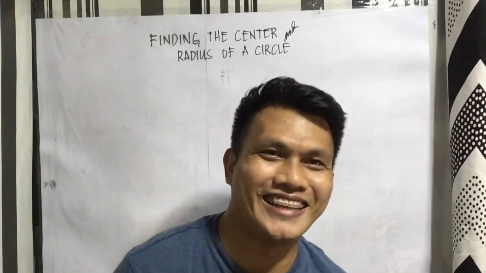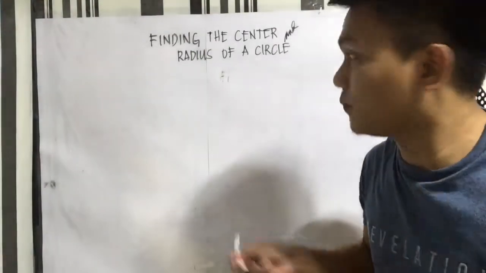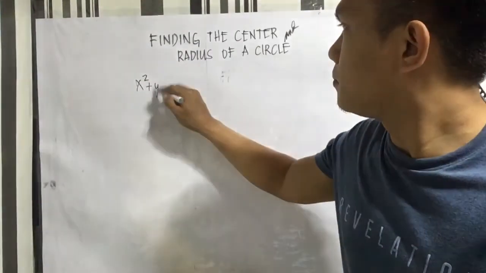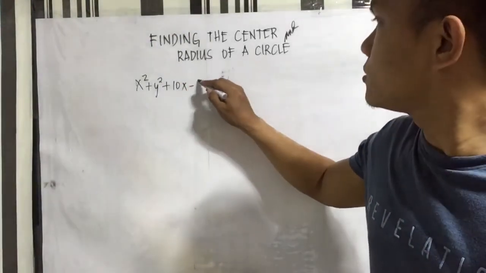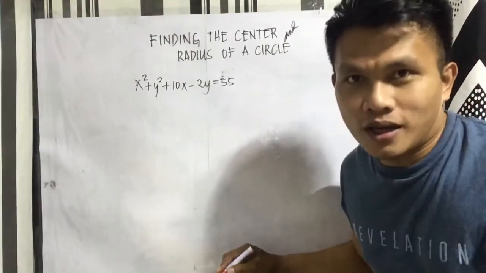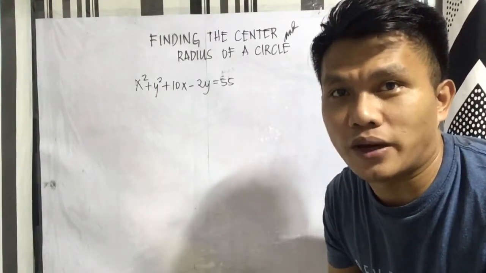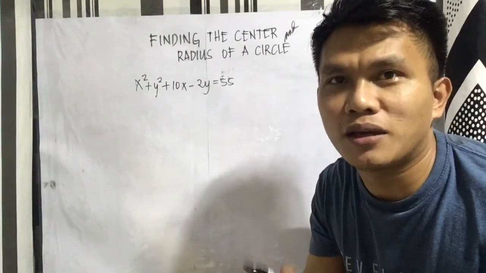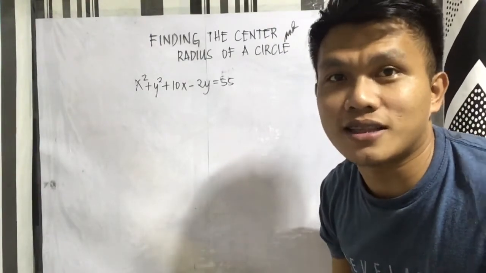kung paano siya kinukuha. Okay, so let's say for instance, we have the equation x squared plus y squared plus 10x minus 2y equals 55. Okay, so ang simpleng paraan na ginagawa natin dito is with the use of completing the square. So to complete the square, para ma-convert natin this equation into its center radius form o yung tinatawag nating standard form.